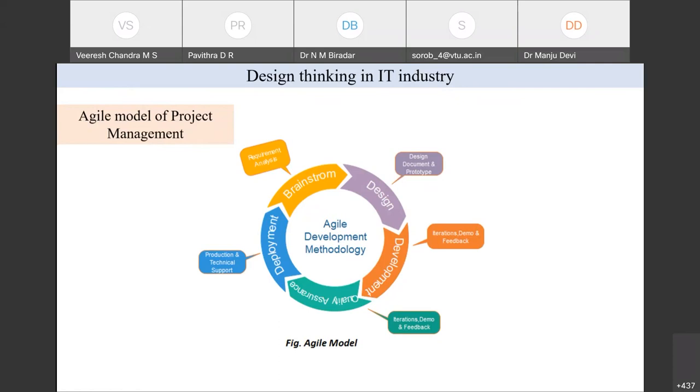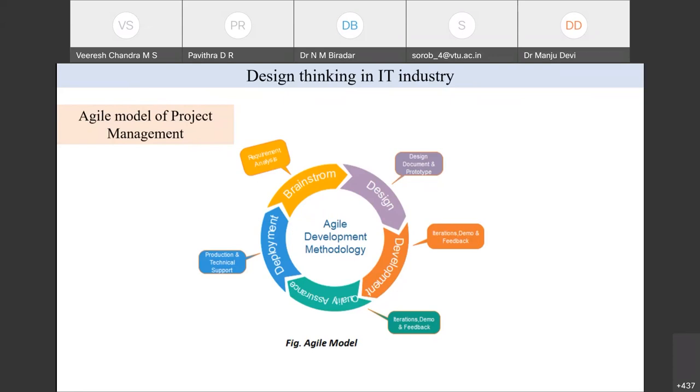Even when sprints are considered, or the agile model of project management is considered, the demo is sometimes given directly to the customer itself. So if design thinking is incorporated in this, we will come to that. If design thinking is incorporated, what will happen? There will be a particular problem statement. So there is no need to go to the customer again and again after each sprint.